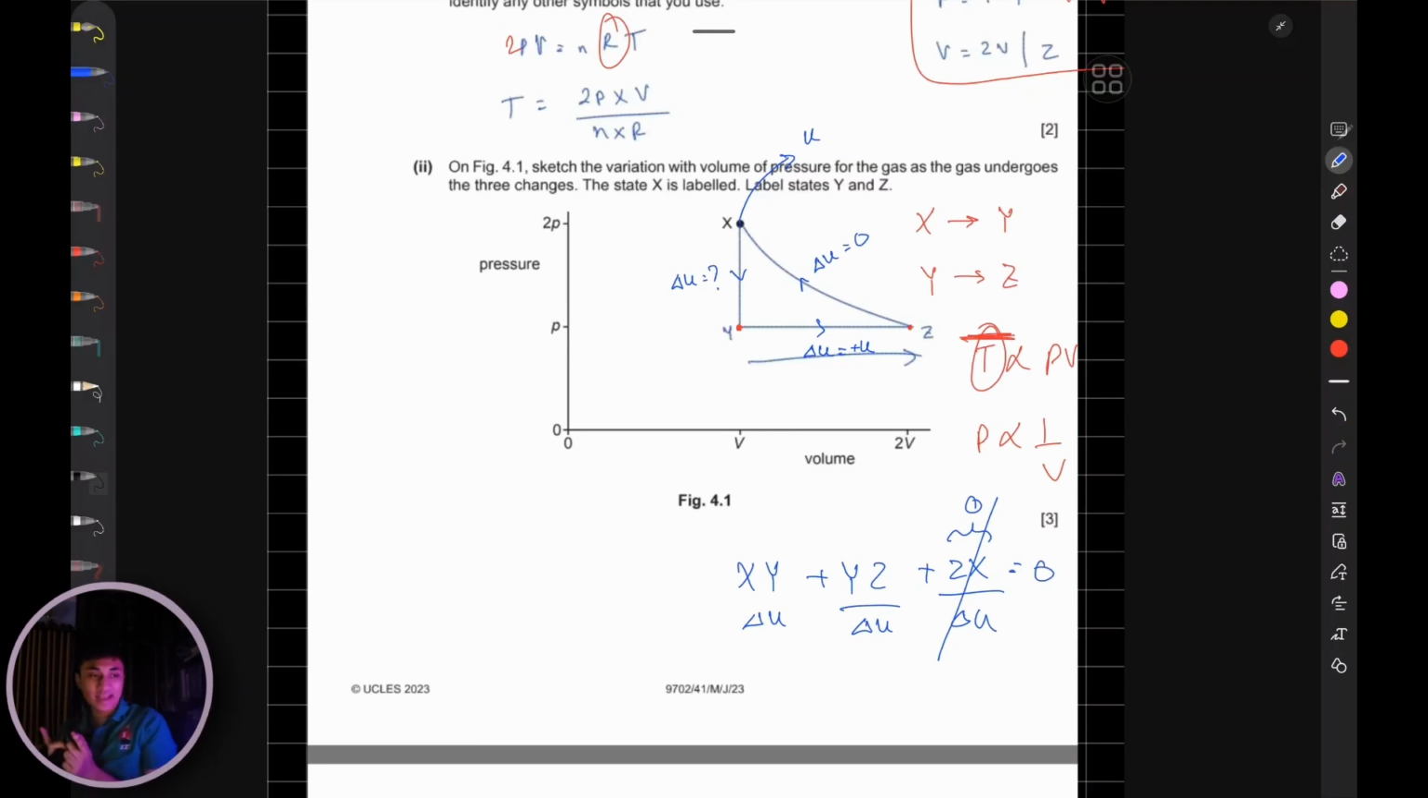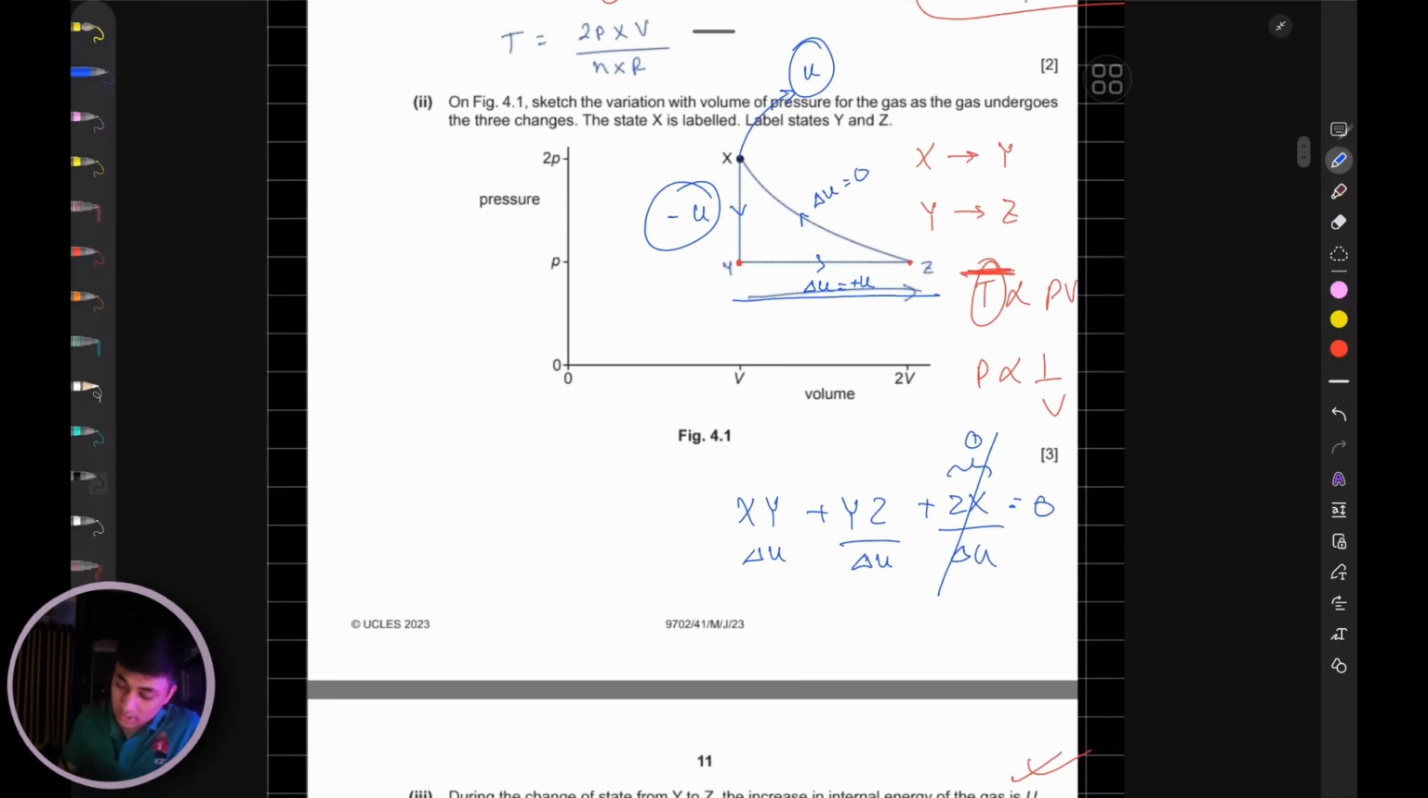So now you know that the internal energy change from X to Y has to be negative U, because otherwise it cannot come back to the same state as X. At X it needs to have the same amount of internal energy. From Y to Z there is a positive gain of internal energy. However, unless you lose the same amount of internal energy from X to Y, you cannot gain plus U and come back to the same internal energy, because the overall change in internal energy has to be 0.